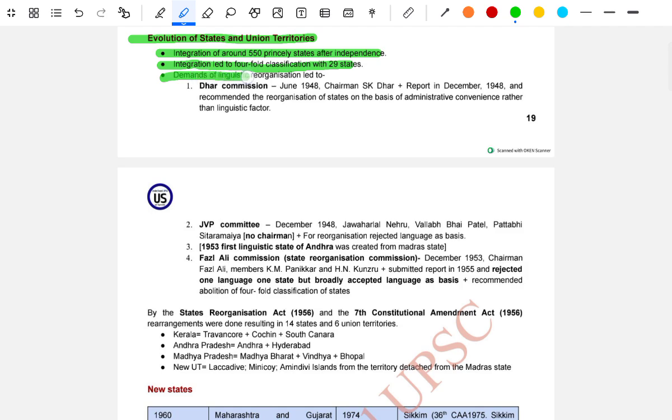Demands for linguistic reorganization led to the Dhar Commission, June 1948, chaired by S.K. Dhar, which submitted its report in December 1948 and recommended the reorganization of states on the basis of administrative convenience rather than linguistic factors. The JVP Committee, December 1948, comprising Jawaharlal Nehru, Vallabhbhai Patel and Pattabhi Sitaramayya, also rejected language as the basis.